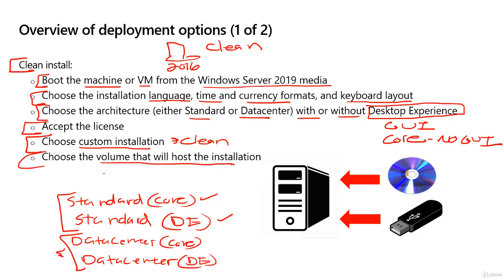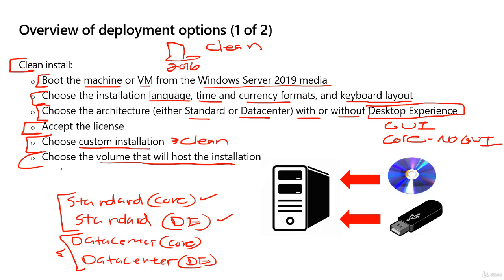Then you can choose the volume that will host the installation. When we say volume, we mean the drive. If your computer has, say, 2 hard drives in it, you can pick which hard drive it's actually installed on, but it'll then create the volume for you, format it, and install the operating system. And you're done. That'll take a few minutes to run through.